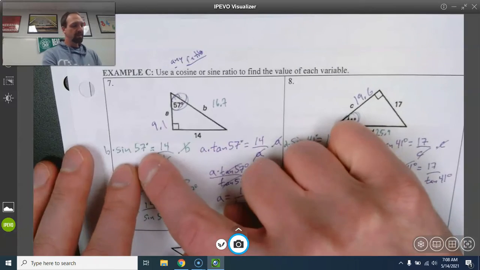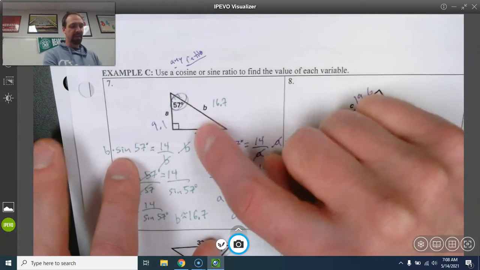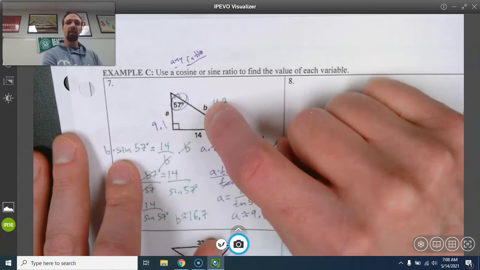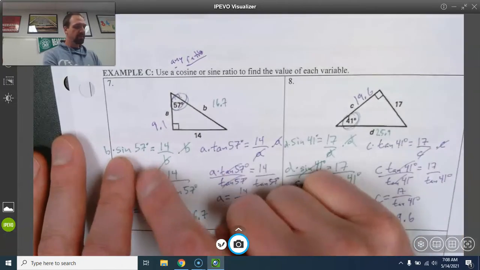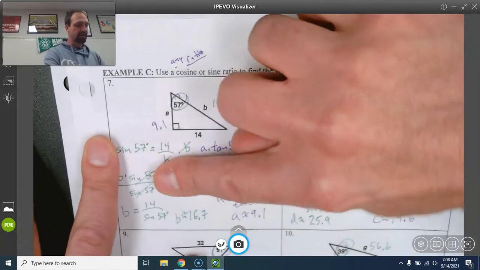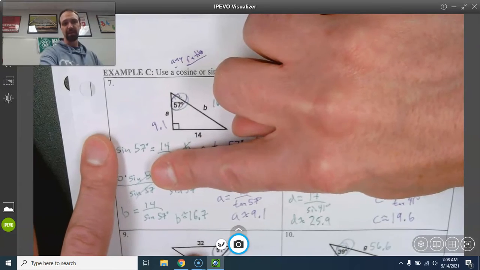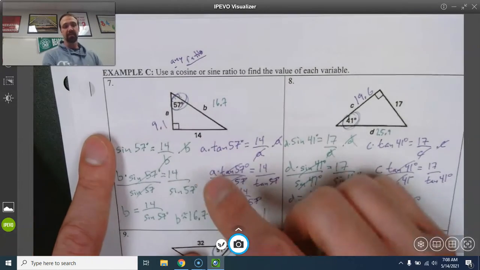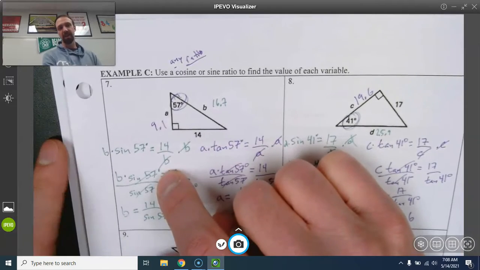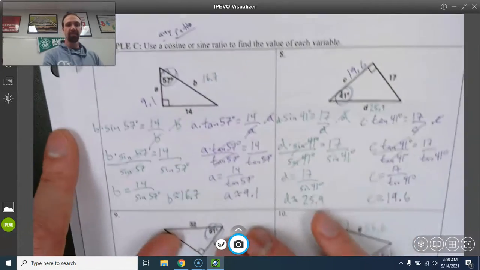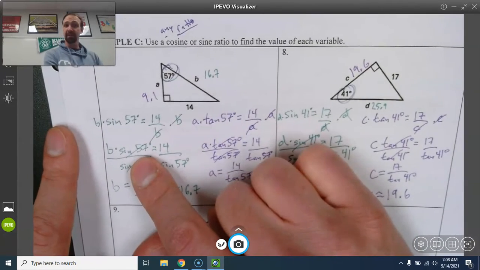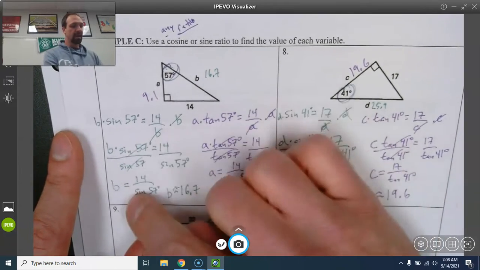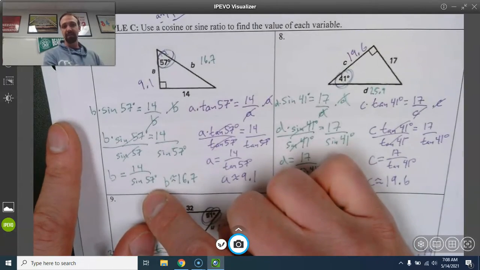With sine, the reason I picked sine for B is because sine is opposite, which is the 14, over the hypotenuse, which is B. So I had sine of 57 degrees equals 14 over b, and that's how I started with this problem. Then I wanted to get b on both sides, so I multiplied by b. That gets rid of dividing by b. We don't want any variables in the denominator. Then I had b times sine of 57 degrees equals 14. Divide by sine of 57 degrees on both sides, and I get b equals 14 divided by sine of 57 degrees.